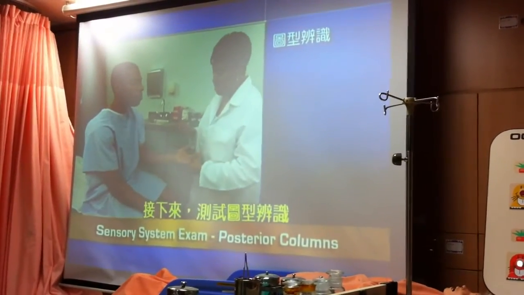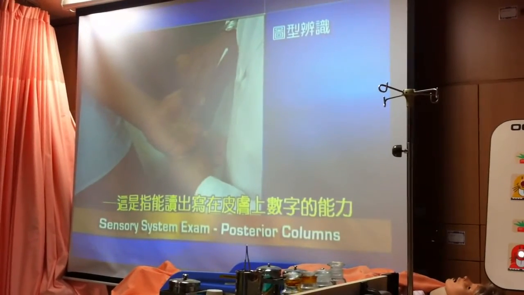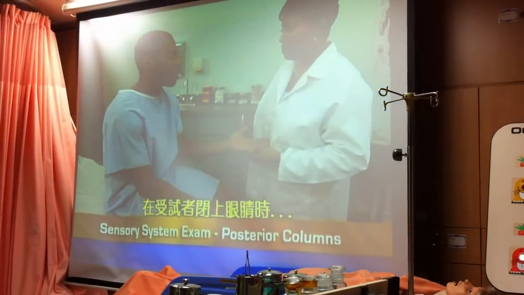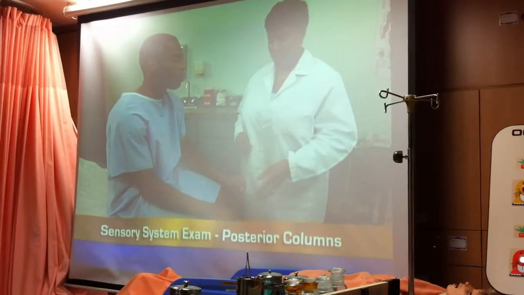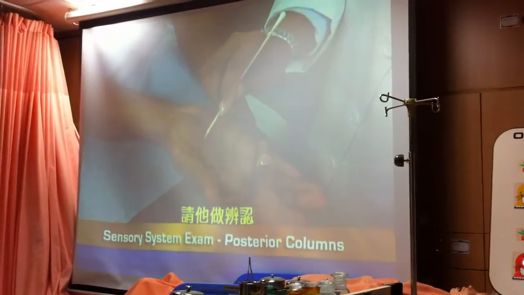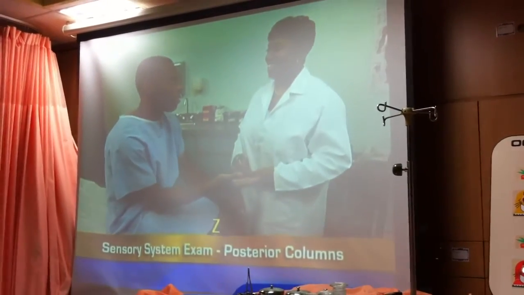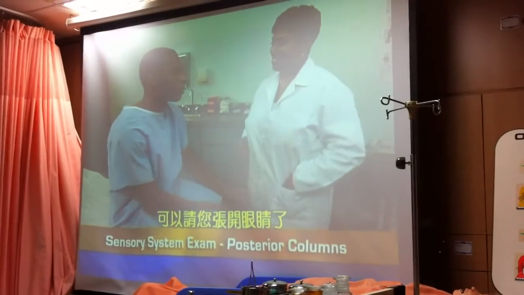Next, test graphesthesia, the ability to read a number traced on the skin. With the person's eyes closed, use a blunt instrument to trace a single number or letter on his palm, facing him. Ask him to identify it, which he should be able to do accurately. See? Good. Could you open your eyes?